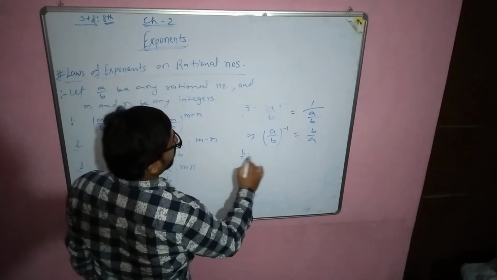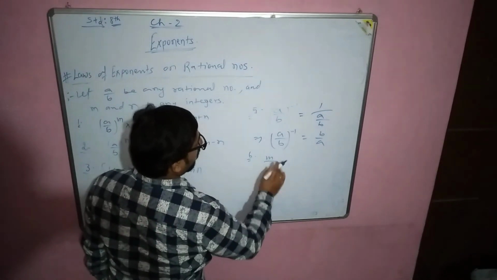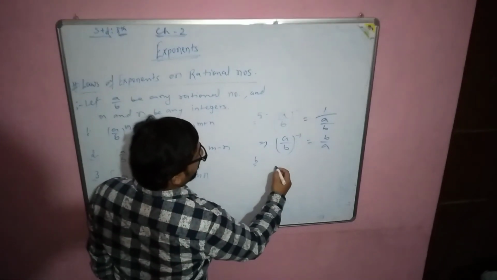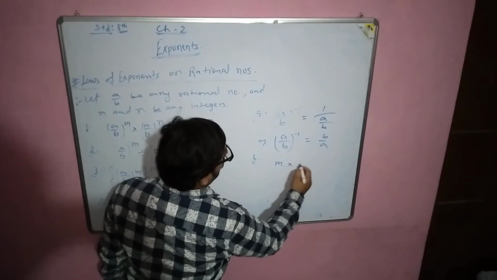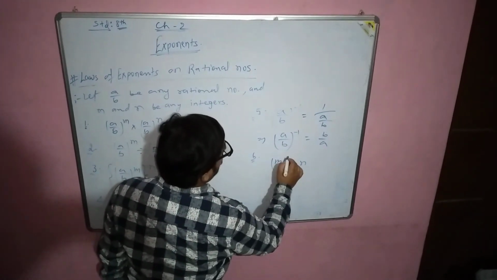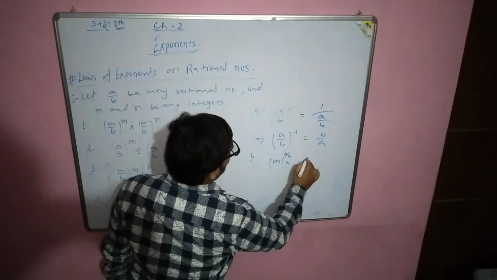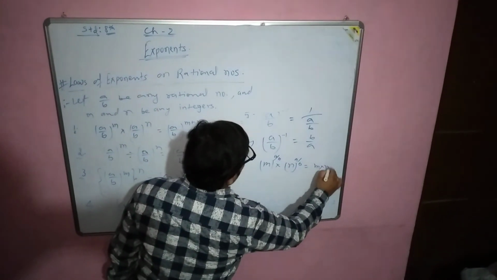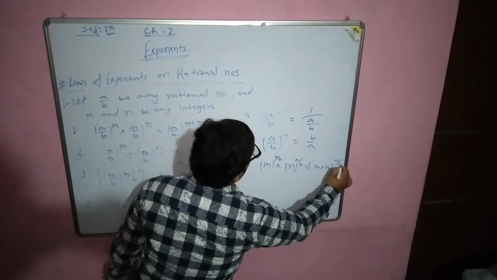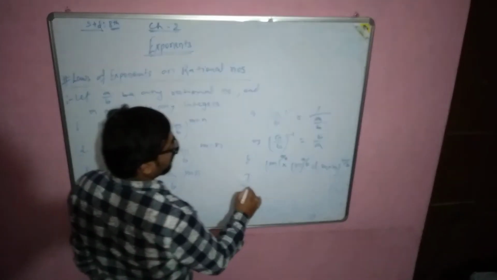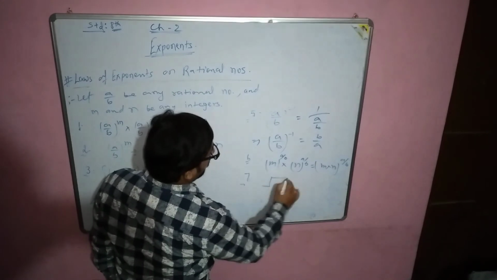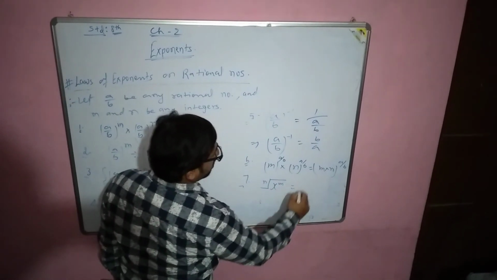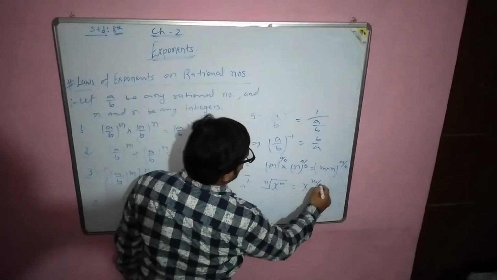Sixth rule. In this case the powers are different, m and n, and the bases are a by b. Then (m into n) raised to the power a by b. Rule 7: root under x to the power m by n is x to the power m by n.